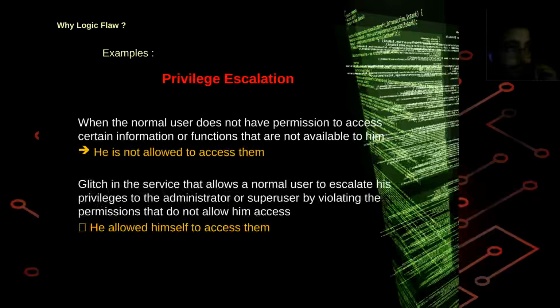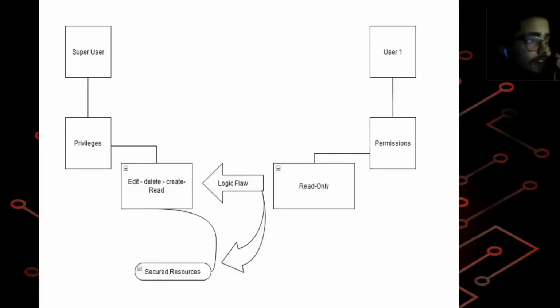So let's go now to privilege escalation. When a normal user does not have permission to access certain information or sections that are not available to him, he is not allowed to access them. But if there is a glitch in the server that allows the normal user to escalate that privilege to administrator or super user by bypassing the permission checks, so he is allowed to access them. As you can see, there is a super user and there is user one, but the super user has edit, delete, create, and read privilege, and user one needs a permission or read only.